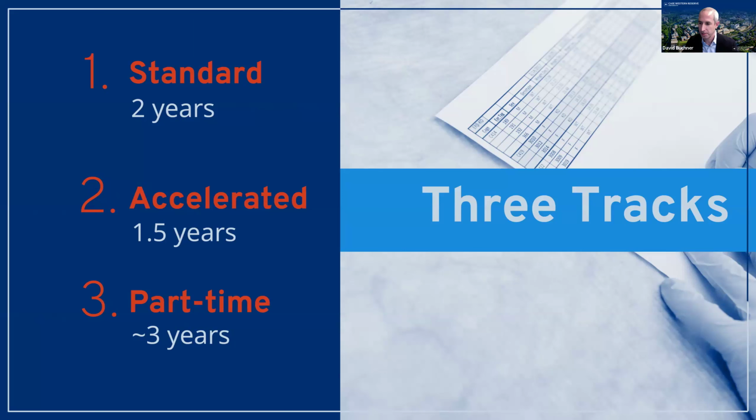There's 3 different tracks to the master's program. The standard track is a 2-year program. That's what I was talking about, first year of coursework, second year research. We do have an accelerated option, so you can finish in a year and a half, basically taking that last semester of research and fulfilling that over a summer, and then you'll easily be able to finish in a year and a half. We also have part-time options available.